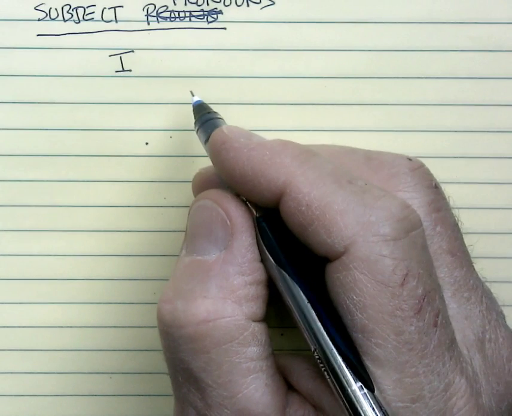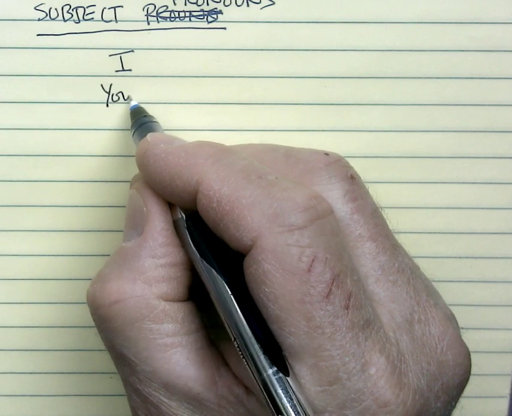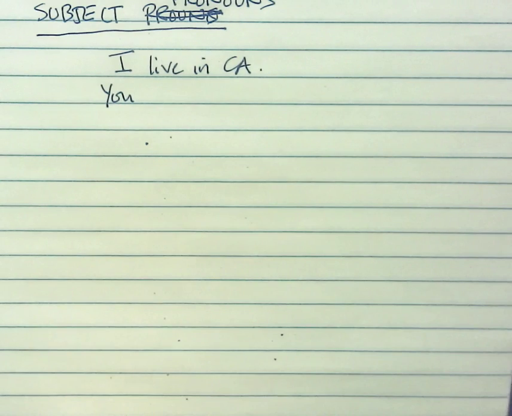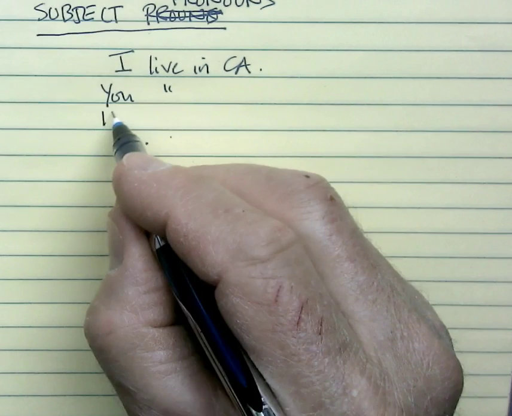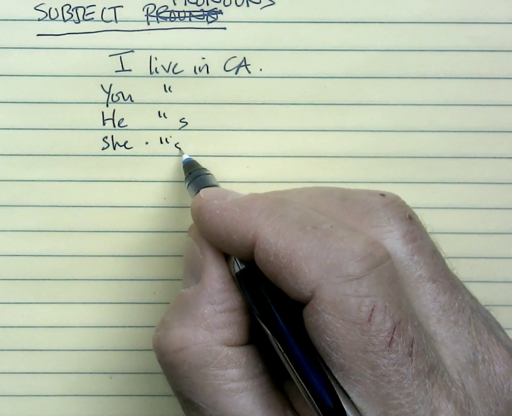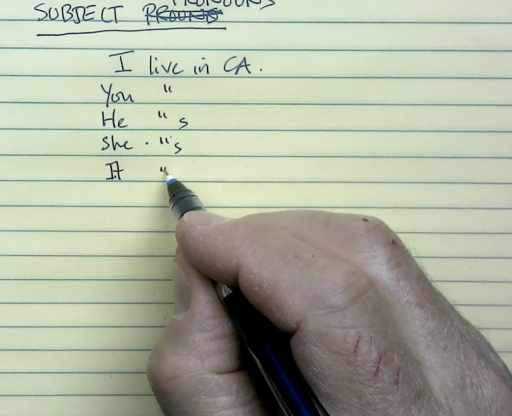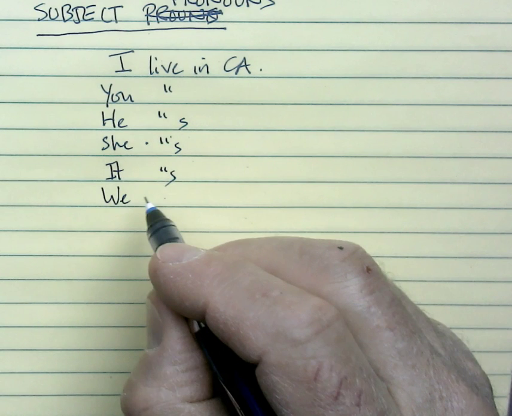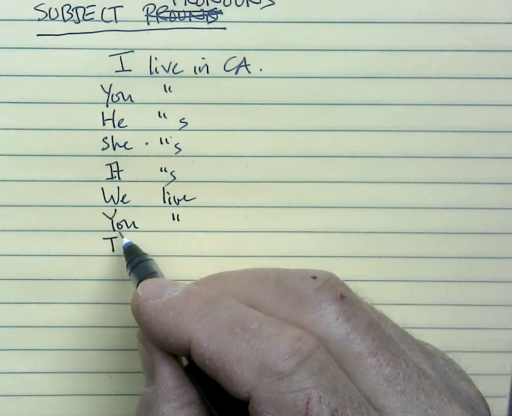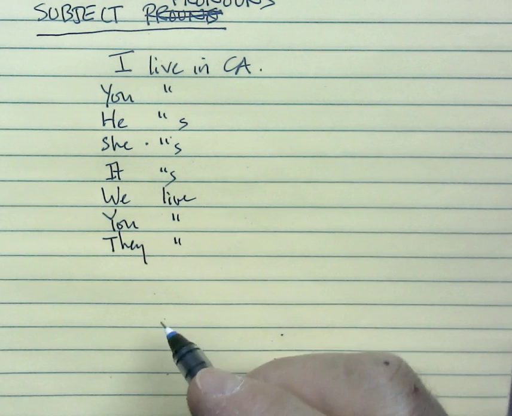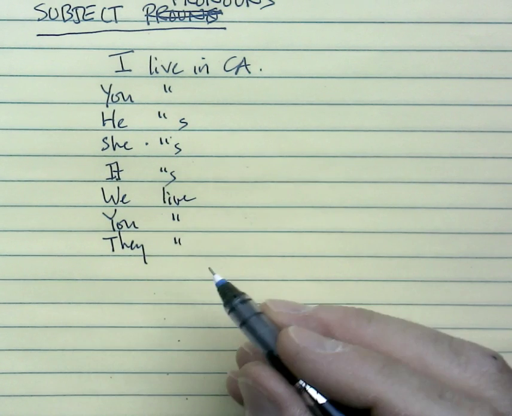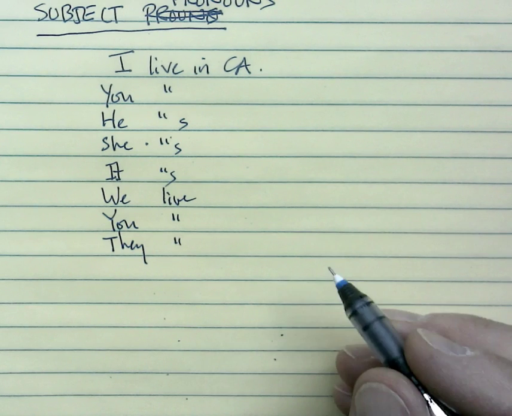So in Standard English: I live in California, you live in California, he lives in California, she lives in California, it lives in California, we live in California, you live in California, they live in California. These are all subject pronouns. And we use them in sentences just like we use regular nouns as subjects.